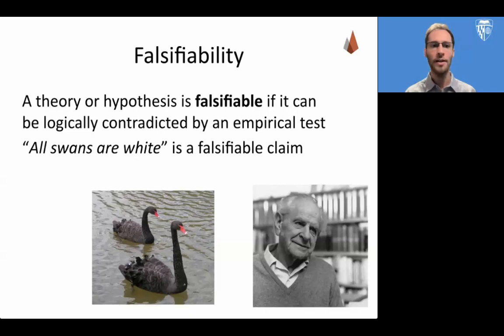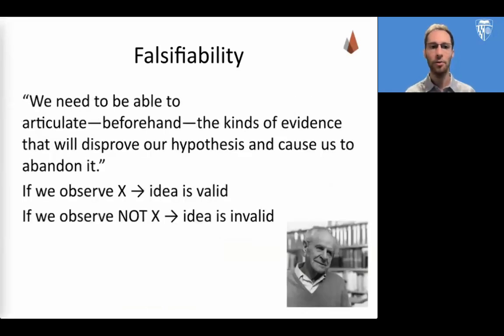So as soon as we find any black swans anywhere in the world, we can falsify this claim. There was no way to falsify Freud's claims, which is why they're unscientific. Another way of saying this, in the words of your textbook author, is we need to be able to articulate beforehand the kinds of evidence that will disprove our hypothesis and cause us to abandon it. So before we even come up with a serious idea, we need to be able to say, okay, if we observe X, then we know our idea is valid. But if we observe not X, we know our idea is invalid.